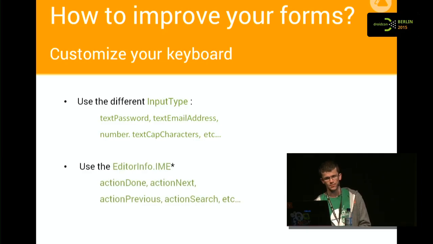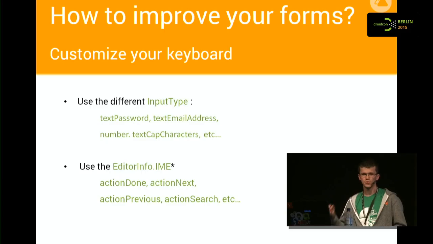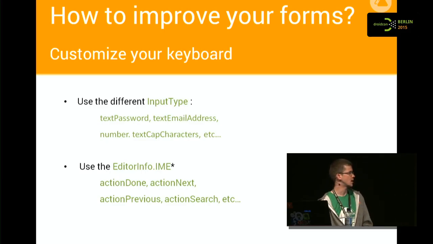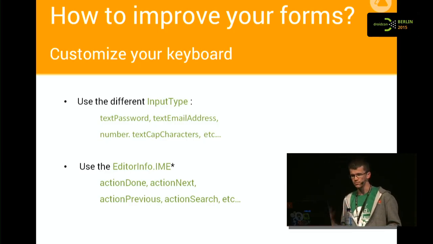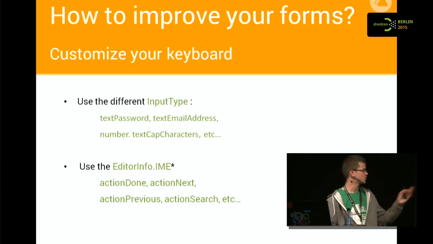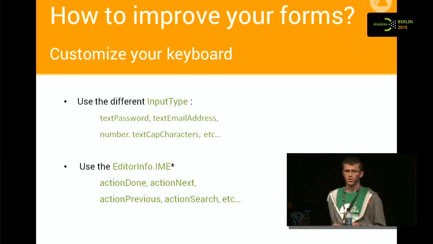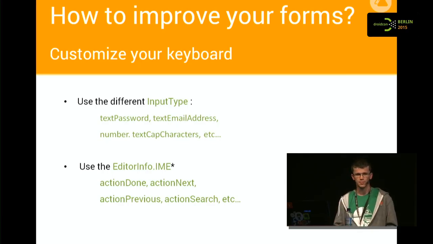You also have the editor info, the IME options, that customize the small bottom right key on your keyboard. This can be, for example, a done action, or next, previous, or the search icon. So if you have a search view, by default this icon will be the search icon. But if you want the user to log in, then you can also specify a custom string and say, OK, log in. And your user will see by looking at his keyboard that he's going to perform the right action.